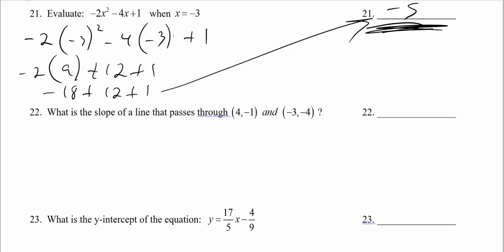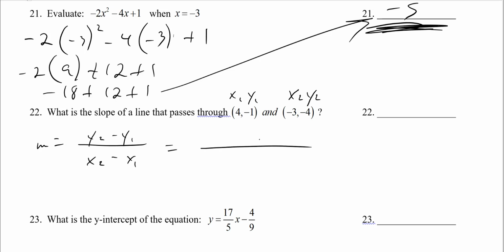Okay, what is the slope of this line? You got to use a nice little friendly formula. m equals y2 minus y1 over x2 minus x1. So label it x1, y1, x2, y2, and plug it in. I recommend that you put the negative there first, and then you plug numbers in.